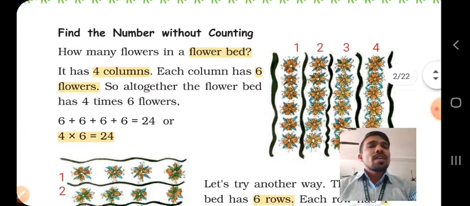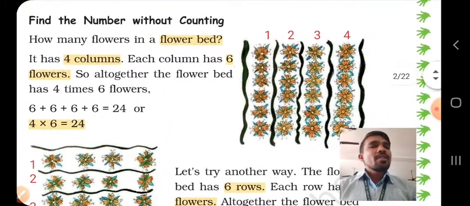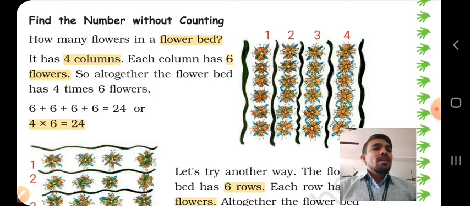Very good. Moving ahead. Find the number without counting. We are going to count the number of flowers without counting. Without counting means everyone knows how to count: 1, 2, 3, 4, 5, 6. If your teacher asks you to count the number of girls, the number of boys, you will count 1, 2, 3, 4, 5, 6, 7, 8, 9, likewise. But how to do it within a short period? That we are going to do. That is by using multiplication, using tables. Come on, let's do it.